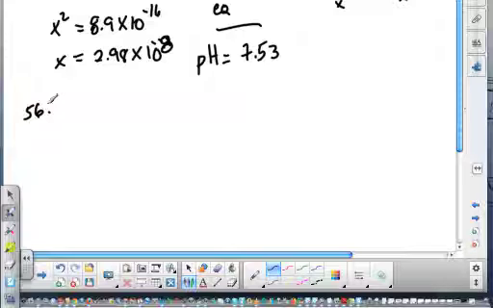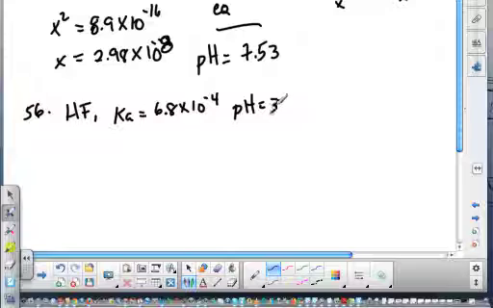All right, 56 says, if a solution of HF, and they give you a K, is 6.8 times 10 to the minus 4, has a pH of 3.65, calculate the concentration of the hydrofluoric acid. So you don't know your initial concentration.